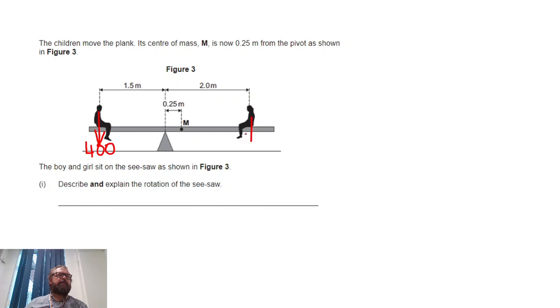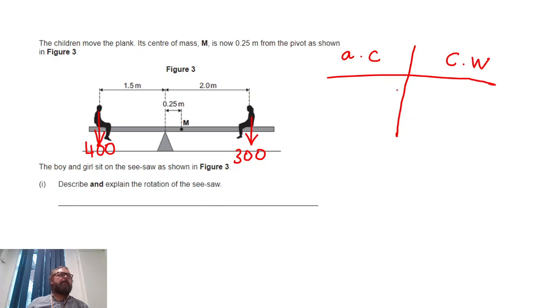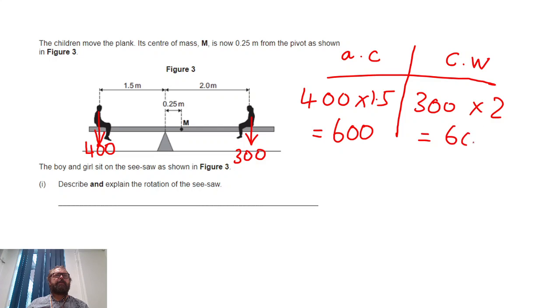The girl's mass is giving her weight, which is acting in this direction, and we know that the moment is these two numbers multiplied together and these two numbers multiplied together. So if we imagine this divided into anti-clockwise and clockwise moments, on this side of the pivot where the boy is sitting, the anti-clockwise moments are 400 times 1.5, which equals 600. The girl's moment is 300 times 2, which also equals 600.